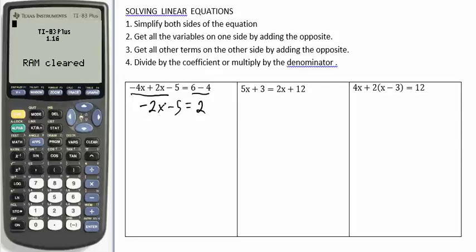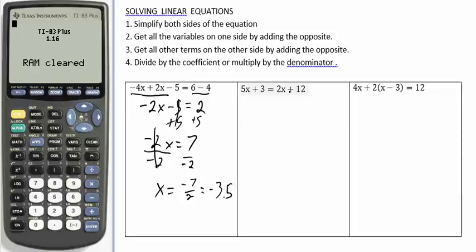Then we get all the other terms, all the constants on the other side by adding the opposite. And then we divide by the coefficient of x. And we get x equals negative 7/2 or negative 3.5.